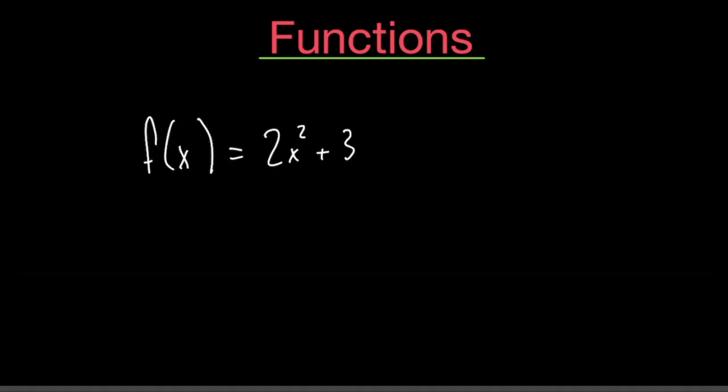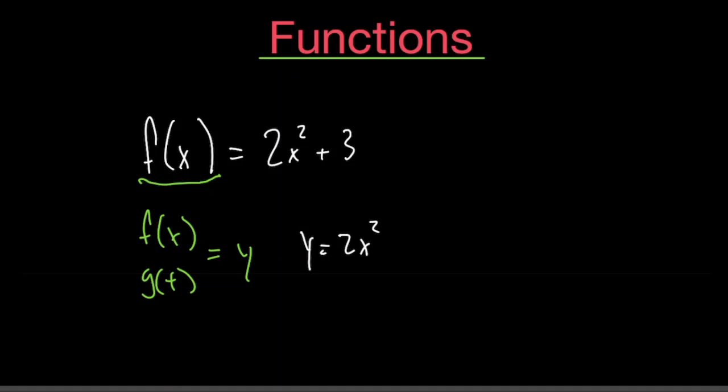So let's begin. Right here we have an example of a function: f of x equals 2x squared plus 3. The name of this function, as we see, is f of x. Whenever we have a function name, things like f of x or g of t, they're all going to equal the variable y. So f of x equals 2x squared plus 3 also equals y equals 2x squared plus 3. These two are the same.